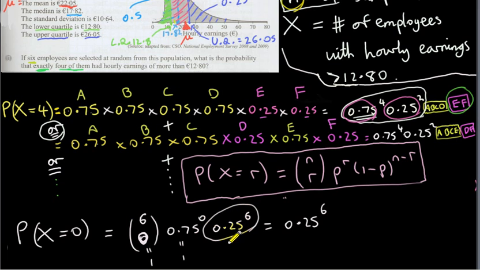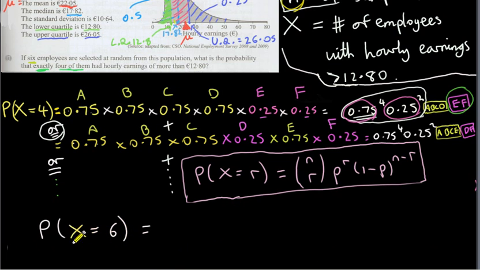So we just get this number here, and that makes sense, because if 0 employees have hourly earnings greater than 12.8, that means that all 6 have earnings less than 12.8. So that's 0.25 for the first employee, another 0.25 for the second, and so on. So each of these probabilities is 1 minus 0.75, or 0.25. So we just have 0.25 times 0.25. We just have 6 independent events. So we're multiplying all these out, 6 of them, and we get 0.25 to the power of 6. So that makes sense.